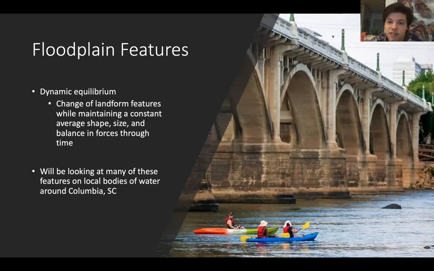We'll be looking at all of these things, or many of them, on local bodies of water around Columbia, South Carolina during the lab, which I'll get into a little bit later.